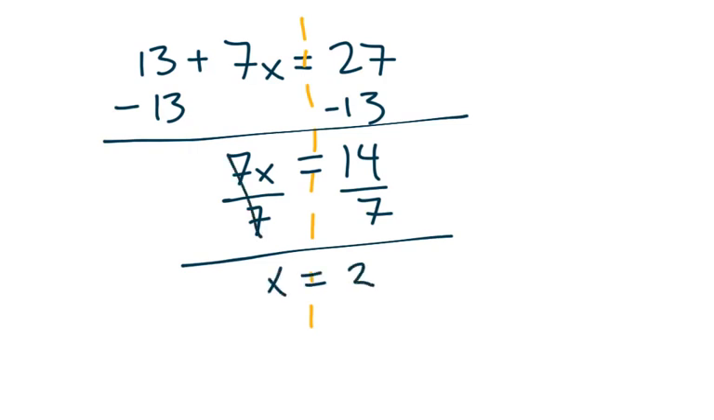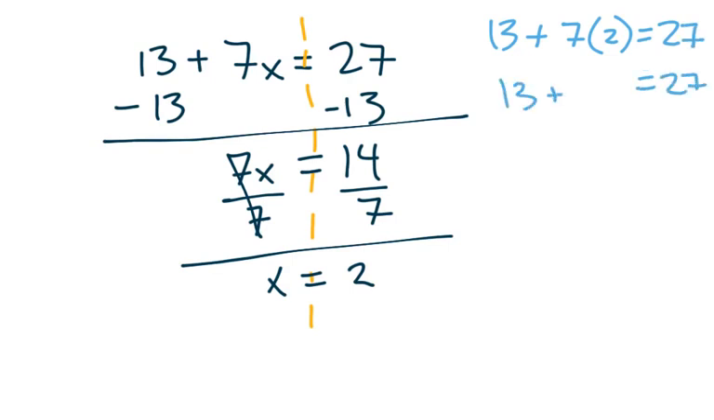Check our work with substitution. 7 times 2 equals 27, equals 27. 13 plus 14 equals 27. Always do that first. Use your calculator if you want. Yeah, that's right. That checks.